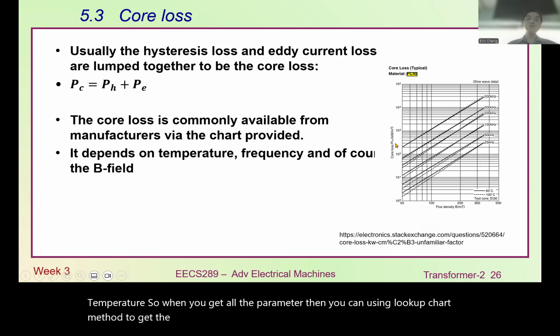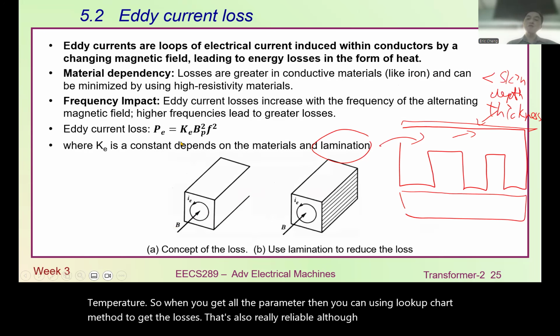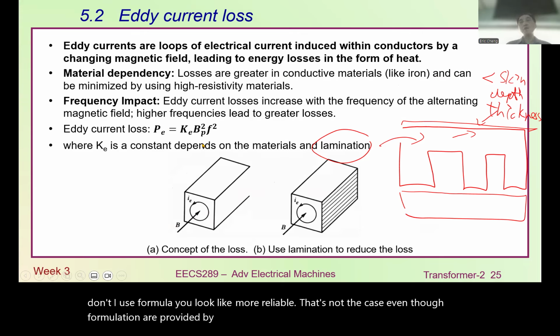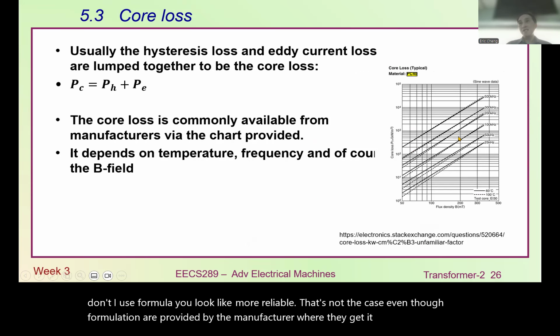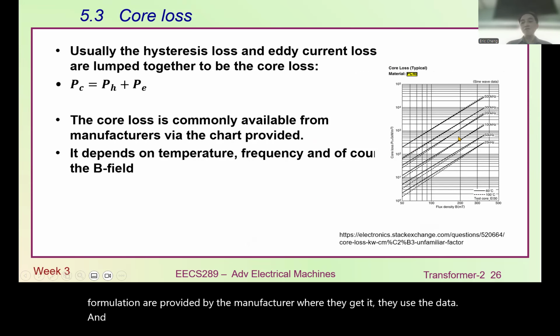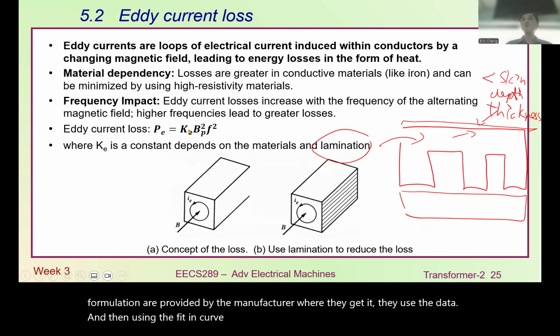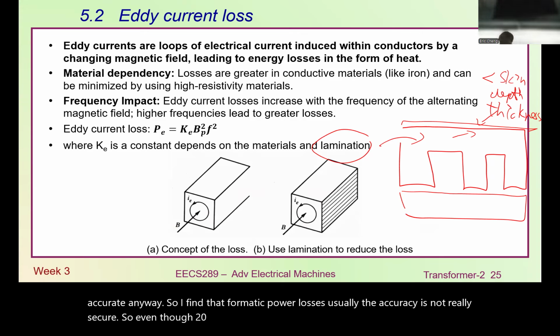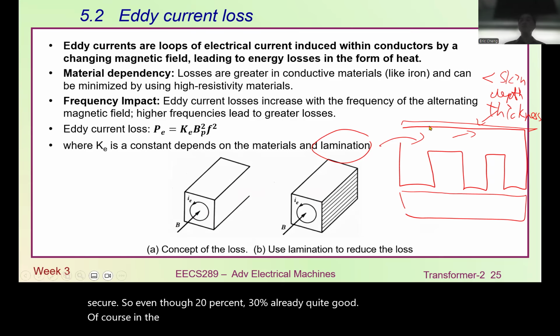That's also really reliable. Although people may say, why don't I use the formula? It looks more reliable. That's not the case. Even though formulations are provided by the manufacturer, where do they get them? They use the data and then use curve fitting to work out the formulation. So they are all not really accurate anyway. For magnetic power losses, usually the accuracy is not really secure. Even 20%, 30% is already quite good. Of course, in the future, if we are able to model it properly, we can have a more accurate estimation.